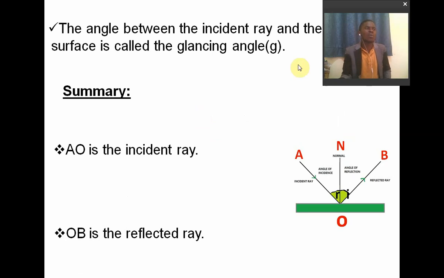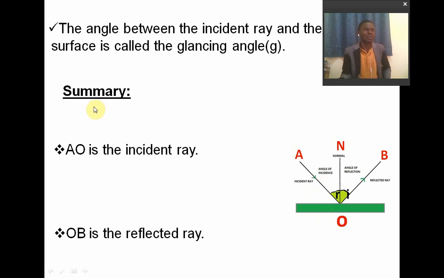The angle between the incident ray and the surface is called the glancing angle. We are talking about this angle here, the angle between the incident ray and the reflecting surface. This angle here is called the glancing angle.